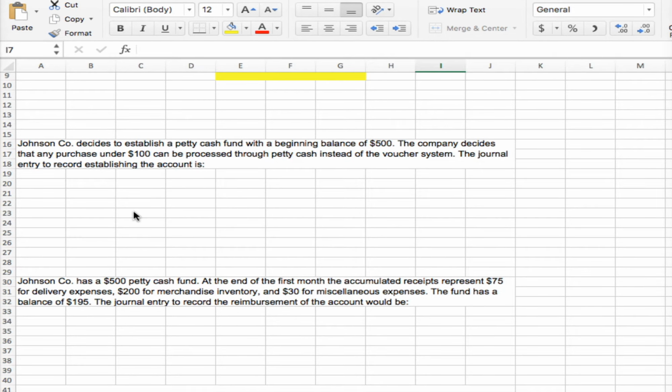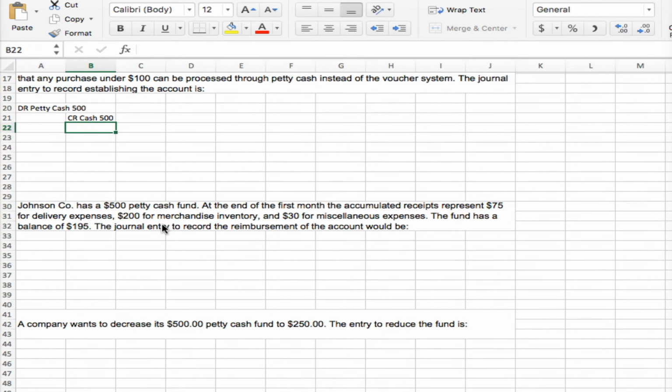Okay, next question. Johnson Company decides to establish a petty cash fund with a beginning balance of $500. The company decides that any purchase under $100 can be processed through petty cash instead of using the voucher system. The journal entry to record establishing the account is what? Okay, well, to establish petty cash, you're just going to debit petty cash for the amount, and then you're going to credit the regular cash account for the amount, and that's it. Okay, that's all you have to do there. Just make sure that whatever the amount of your petty cash fund is the amount that you put into this template here.